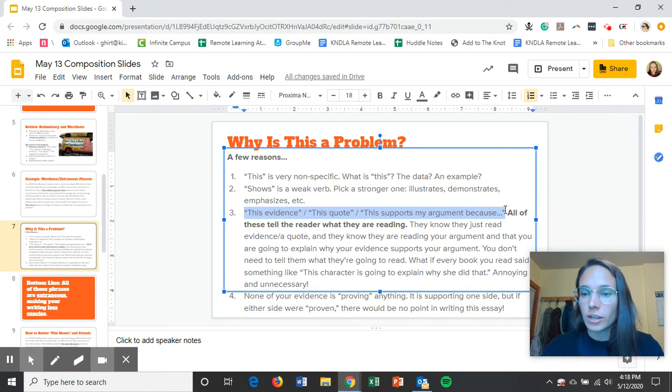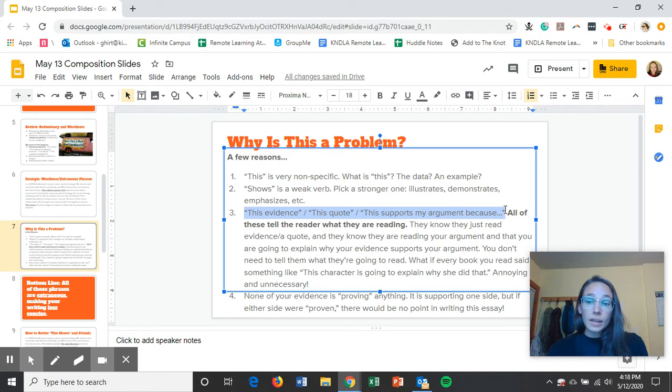So imagine if you were reading a book and all of a sudden the author wrote, "this character is going to explain why she did that." You'd be like, well, why don't you just let me read it? Right? I know this is a character. I know this is what you do. You don't need to tell me what I'm reading.